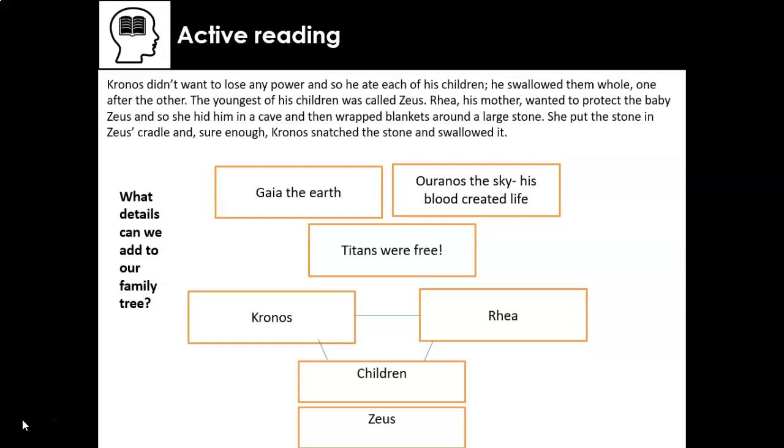So what we could say is in the Kronos box, he eats his children. Kronos is power hungry. In the children's box, we could say swallowed whole. Zeus escaped. Rhea helped. So you can just add to your family tree just notes. This doesn't have to be full sentences, guys. We're just adding notes to help us remember this really interesting family tree about Greek creation. So just add your new boxes and any details that you can add from that paragraph. Remember, keywords only. So Cronus, power hungry, ate his kids. Rhea helped Zeus escape. Zeus, the only child to escape. Okay, brilliant.